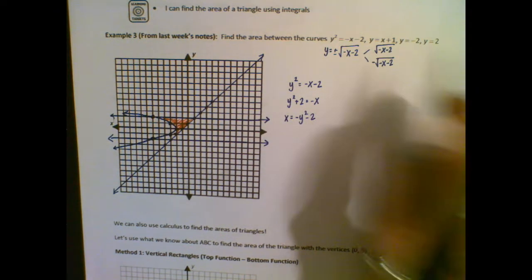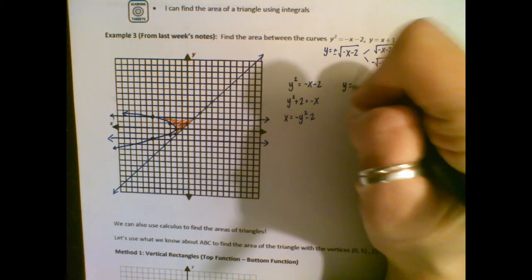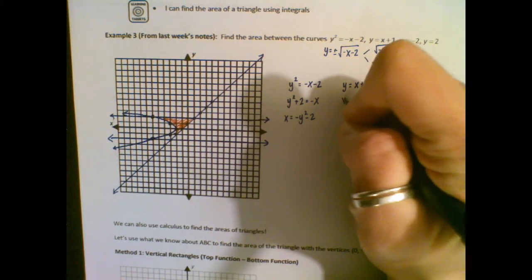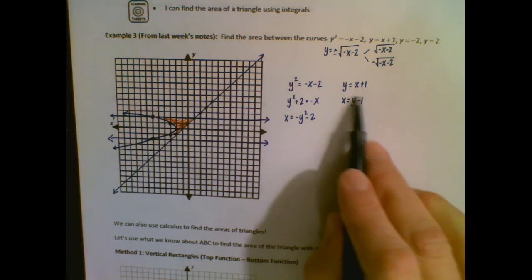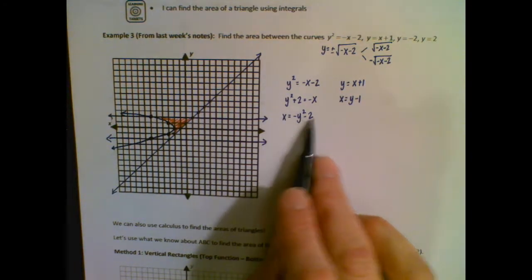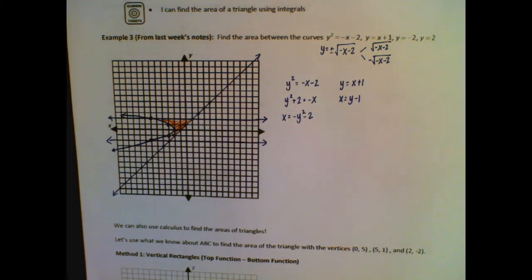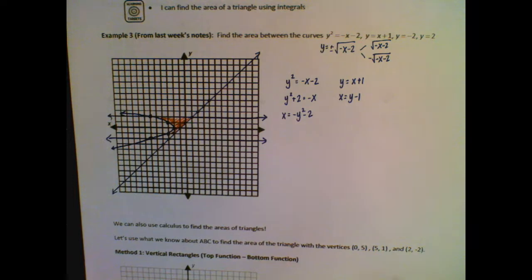And then I also want to do the same thing for my linear. So my linear is y is equal to x plus 1. If I want to get this as an x equals, that's going to tell me that x is equal to y minus 1. And then this is my right function here because that's the linear. And then this is my left function here because that's really like that square root thing that's going on here.